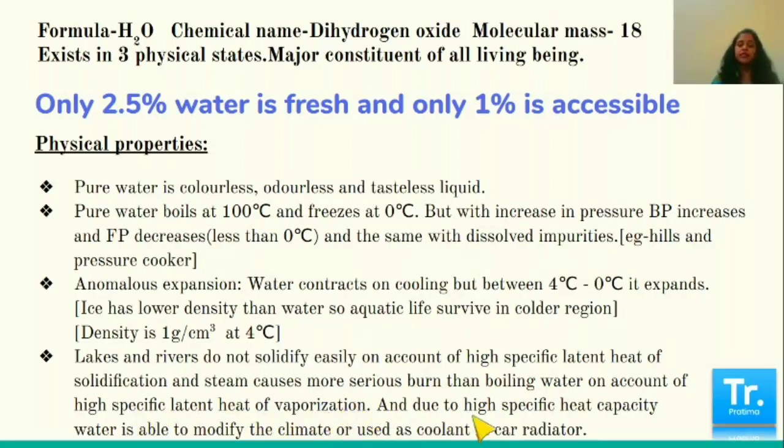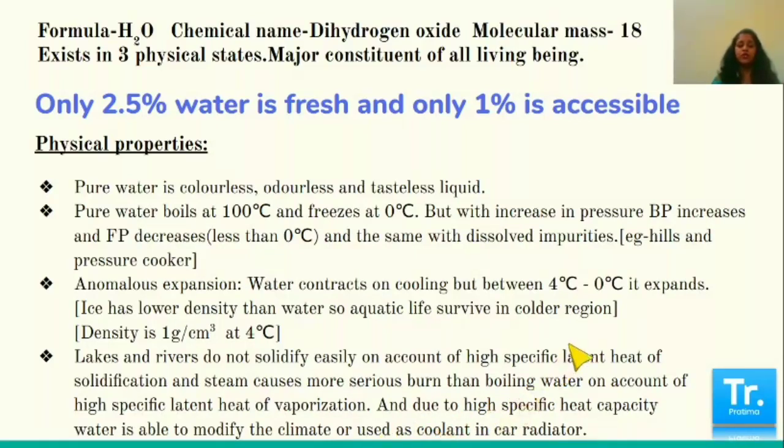Another thing, due to high specific heat capacity, water is able to modify the climate or is used as a coolant in a car radiator. So there are 3 things that we are seeing, that lakes and rivers do not solidify easily. People get burnt due to steam more seriously than when boiling water falls on hand. And water is always used as a coolant.